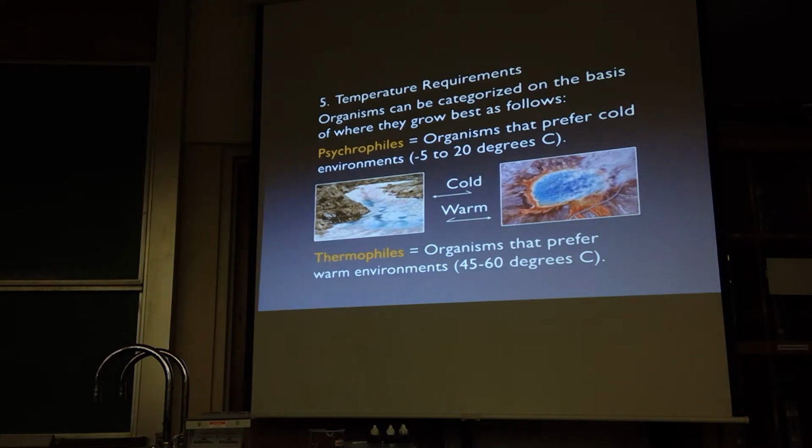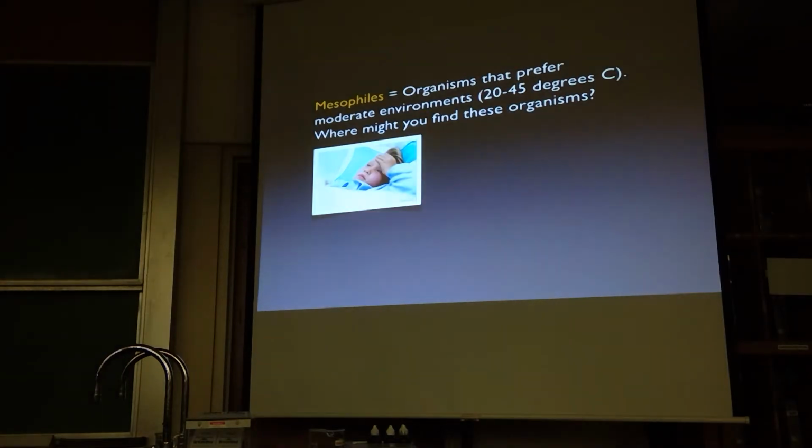If organisms like a warm environment, we call them thermophiles. Warm as in 45 to 60 degrees centigrade. 45 degrees centigrade is going to feel hot. So when we say warm, it's really warm, and at 60 degrees, you can't put your hand in. What you see here is a hot spring. So there's got to be something in between, which there is.